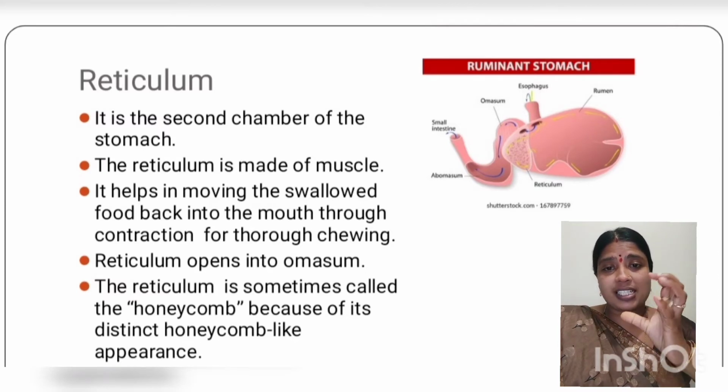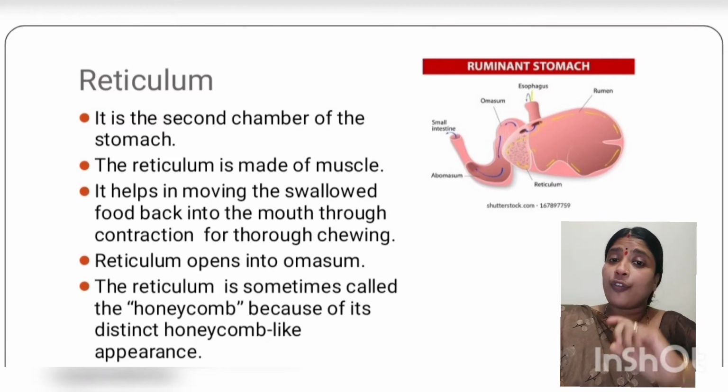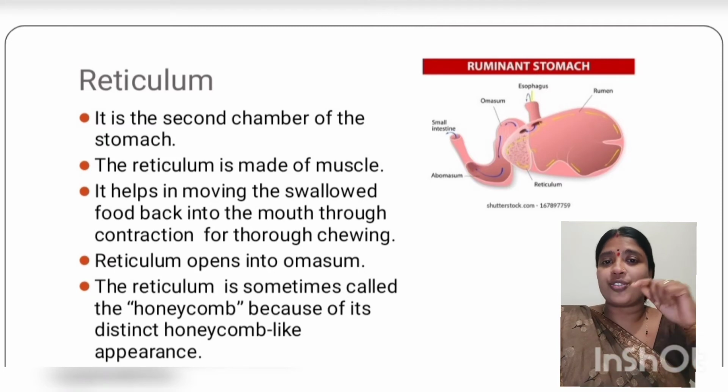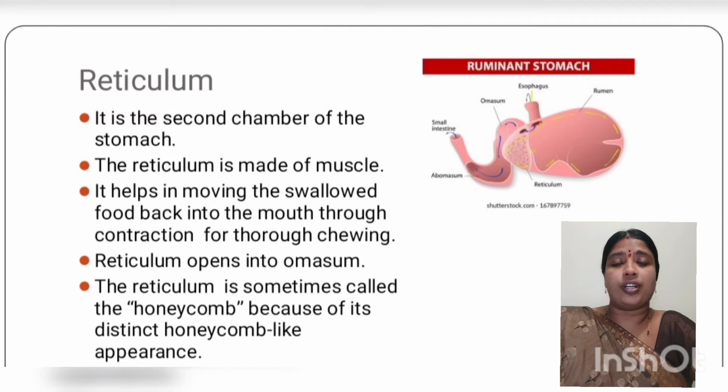Now these muscles contract, and because of their contraction, the food again goes back to the mouth through the esophagus. Okay, this contraction pushes the food back again into the mouth, and then again the food is re-chewed and then re-swallowed. Then this reticulum opens up into the omasum. So from the reticulum the semi-digested food passes to the omasum.